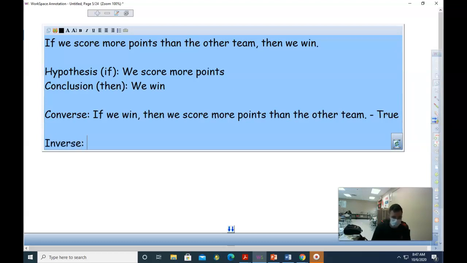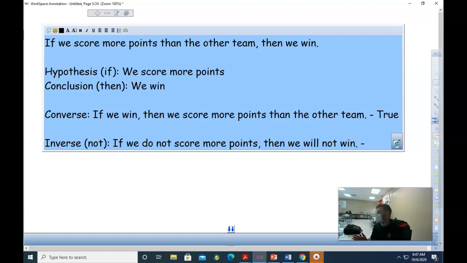What's the inverse? Remember, we're going to add not into it, right? So if we do not score more points, then we will not win. Now remember, if your converse is true, your inverse is true. All right? But let's check it. If you don't score more points than your team, are you going to win? That's not how it works, I don't think.